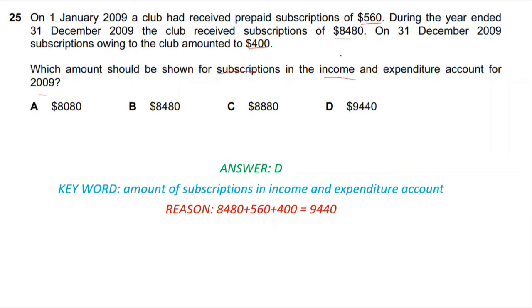This is a very easy and simple question. You just need to sum up all these subscriptions: prepaid, received, and the owed amount. So 8,480 plus 560 plus 400, and the total is 9,440. This is the correct answer for multiple choice 25.